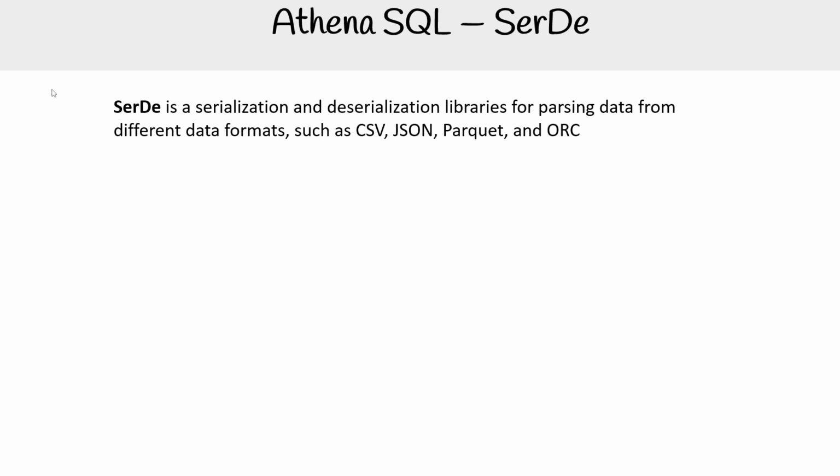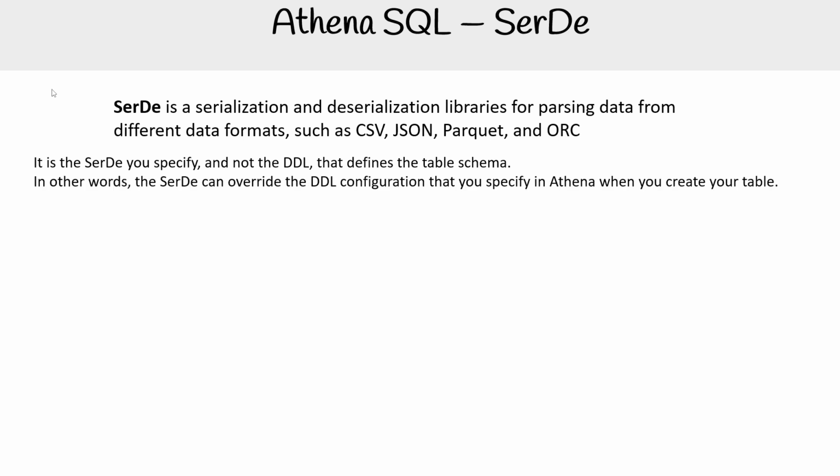And specifically, the ones that Athena are using are coming from specific Apache projects. So serialization deserialization libraries for parsing data from different formats such as CSV, JSON, Parquet, and ORC, and possibly more. It is the serialization deserialization you specify and not the data definition language that defines the table schema, because in other SQL languages, the DDL defines it, but this one you have to use serialization deserialization. In other words, serialization deserialization can override the data definition language configuration that you specify in Athena when you create the table. So this is the thing that actually matters.